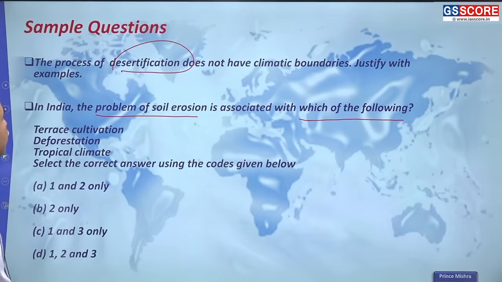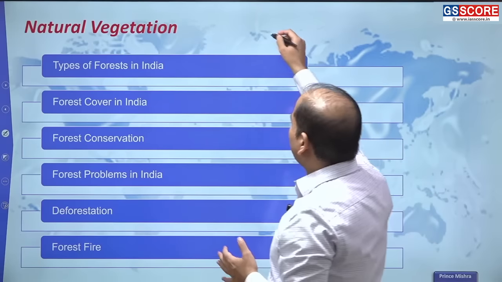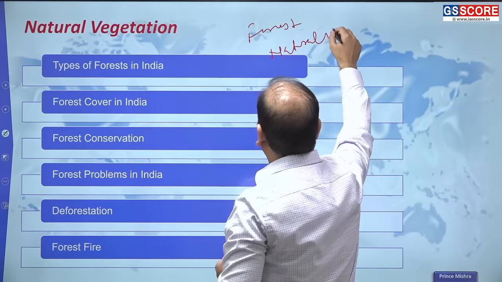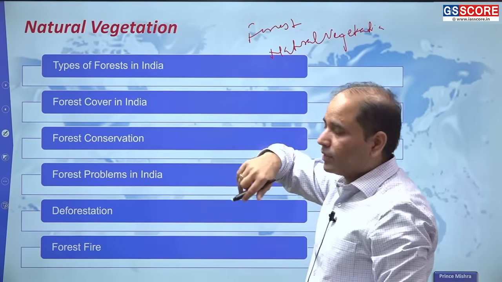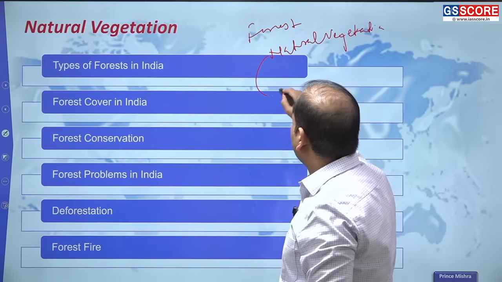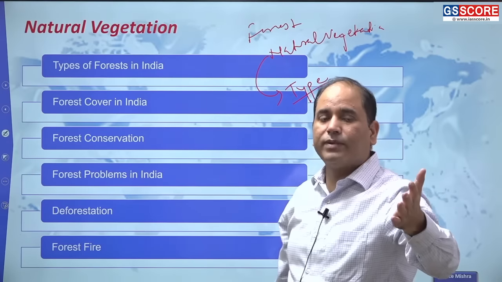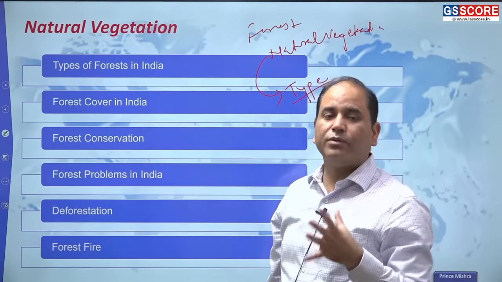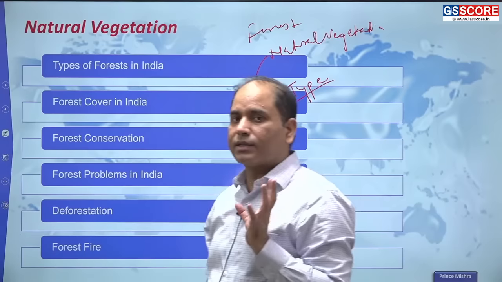Now, moving to the next topic of India physical, that is vegetation of India, that is natural vegetation. So, first of all, you need to know what is the forest, what is natural vegetation, whether both are the same or different. If different, what is the difference between the forest and natural vegetation? Then different types of natural vegetation. We have the moist vegetation, the dry vegetation, the montane vegetation, the mangrove vegetation. So different types of vegetation. We have the forest, we have the grasslands.